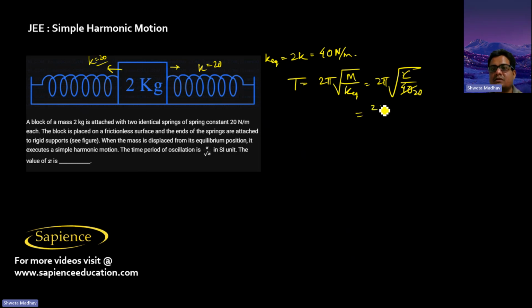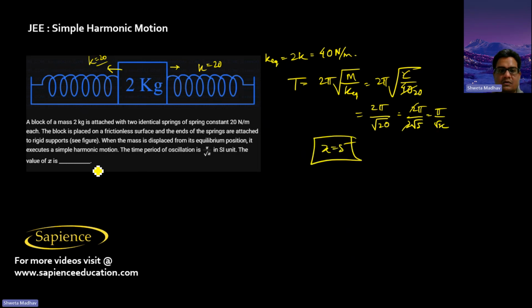So you can say it's 2 pi by root 20. Now root 20 is 2 root 5. So 2 pi by 2 root 5, so it is pi by root 5. It's equal to pi by root x. Therefore, x is 5. The value of x is 5. So the time period is pi by root 5 seconds.